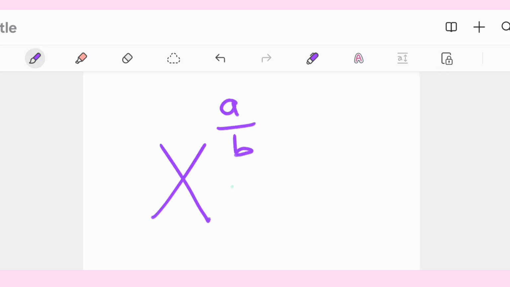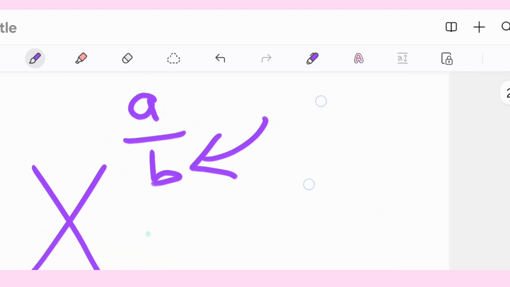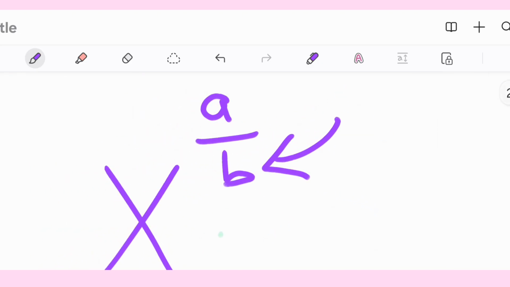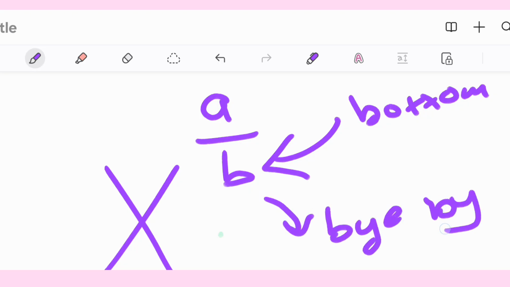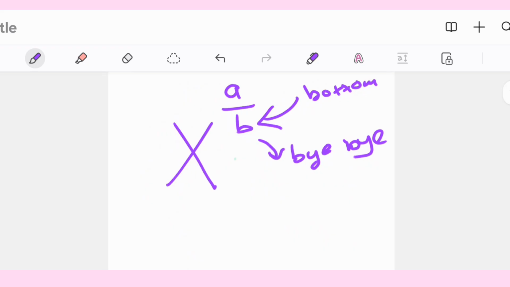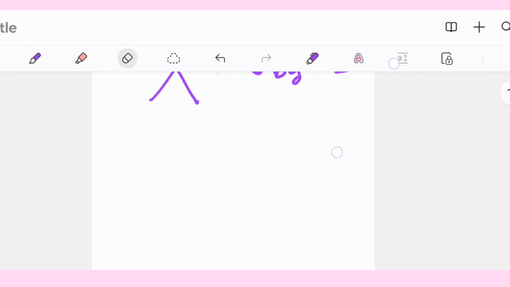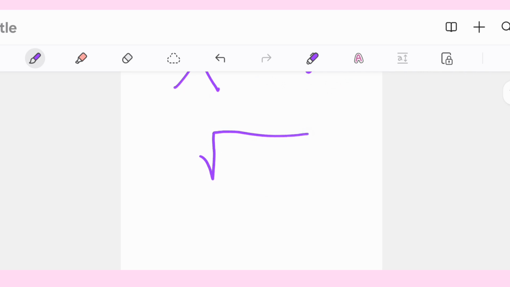So what I like to think is B, I think B on bottom, right? B on bottom. And so the number that's on bottom, we say bye-bye to it. And I know you're like, what even is that? What does that mean? That sounds so silly. When I mean bye-bye, my thought process is it's going to go outside the radical.